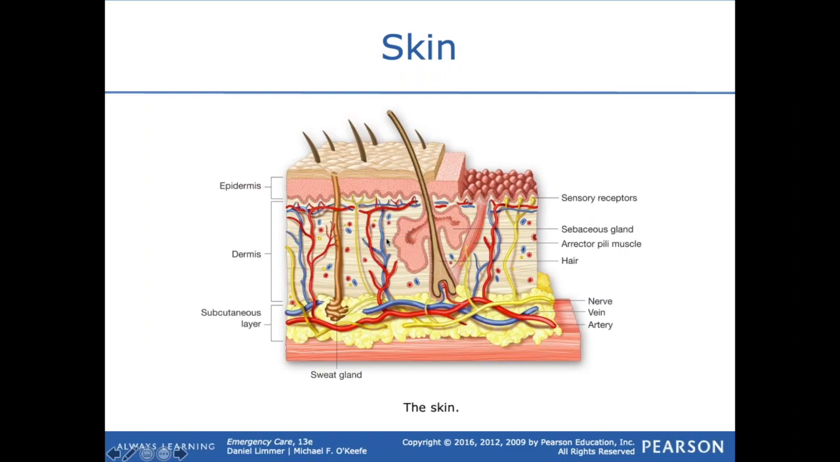Arteries, veins, again, transporting nutrients and oxygen and waste. Sweat glands, bringing fluid to the surface to allow evaporation, which cools the skin below it, temperature regulation.